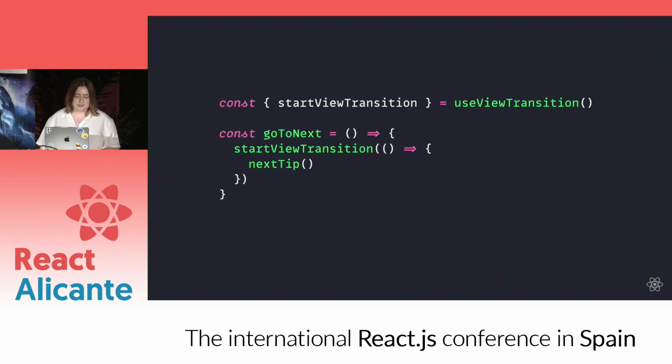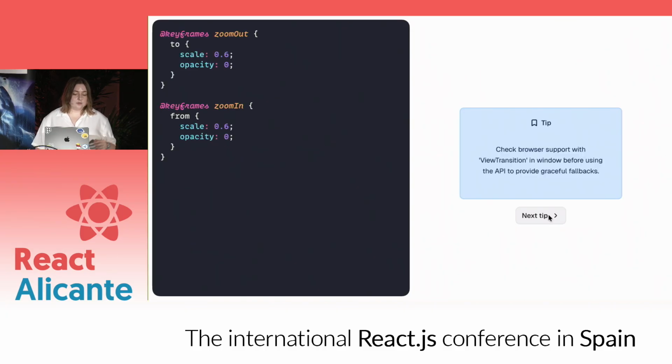So the default crossfade is already nice, but I think we can create something more custom, like this zoom in and zoom out animation. By default, the browser treats the entire page as one transition called root.